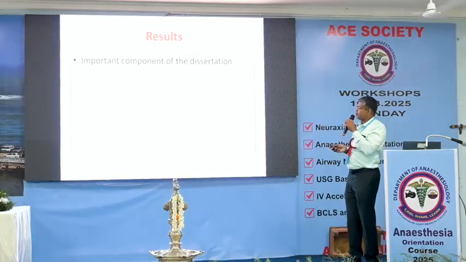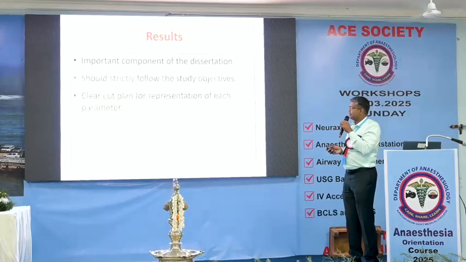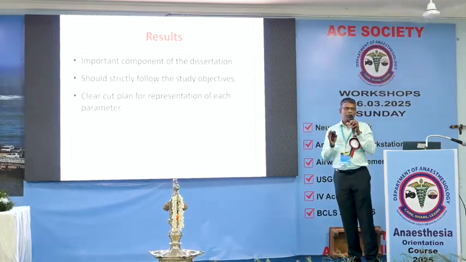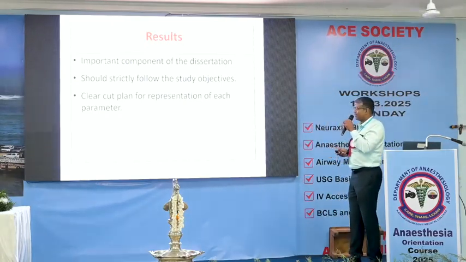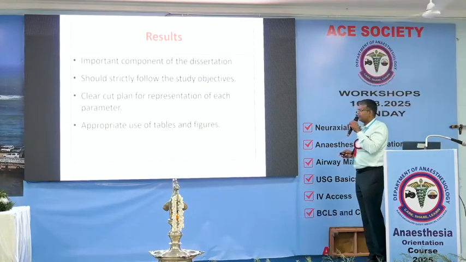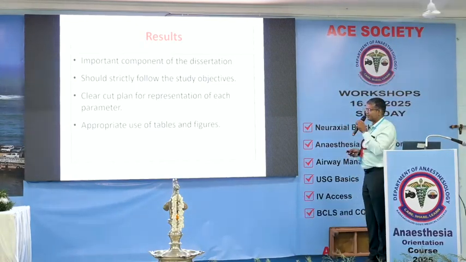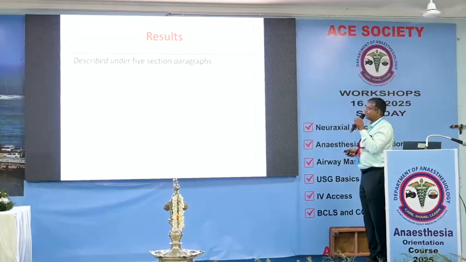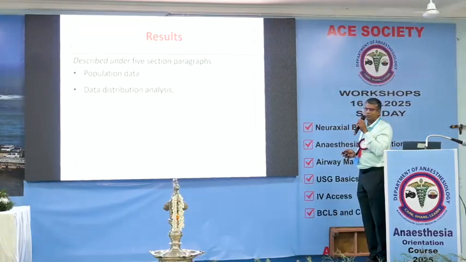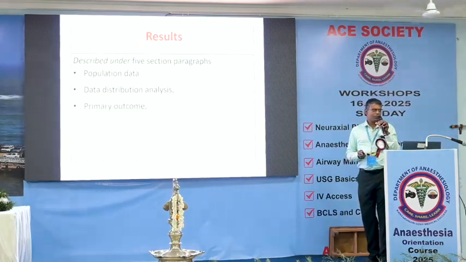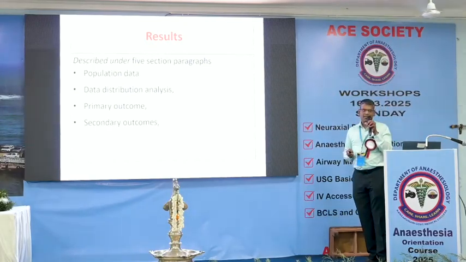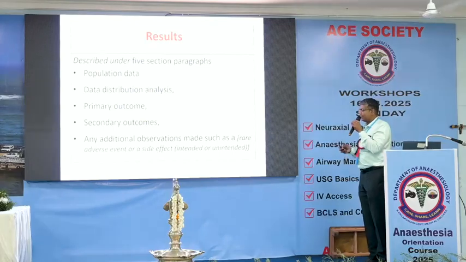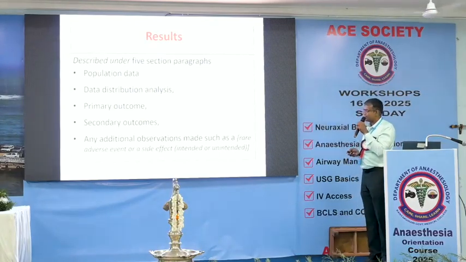Results form an important component of the dissertation, and they should be clear-cut. You cannot introduce a new subject when you write the results that is not described in the methodology. There has to be a clear-cut plan for representation of each parameter, and you should appropriately use tables and figures. Usually it is described under five things. First you talk about demographics, then data distribution analysis, then your primary outcome, and how the secondary outcomes fared, and then any additional observations such as rare adverse effects, side effects, etc.